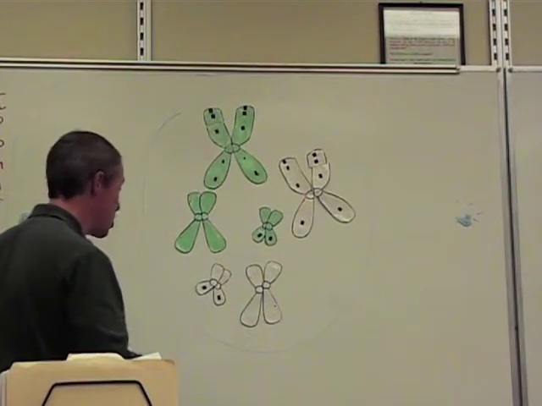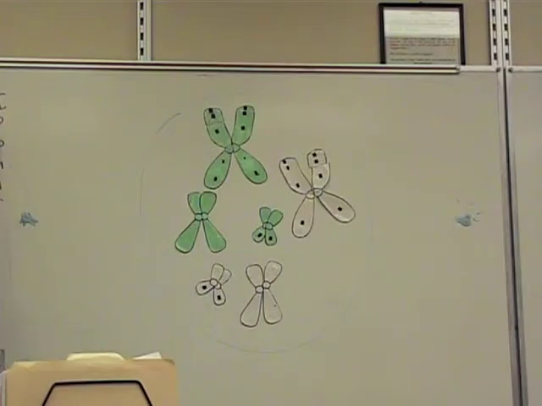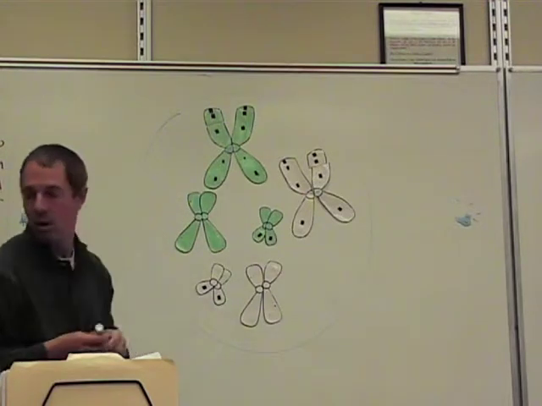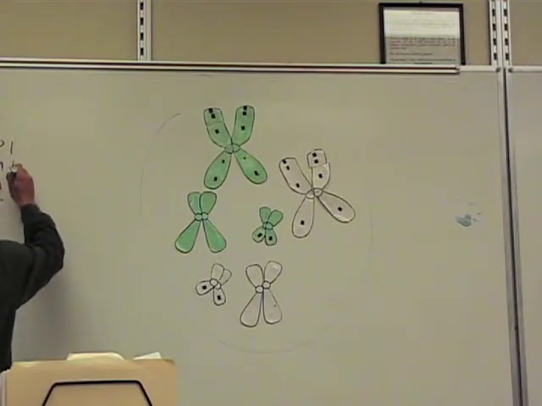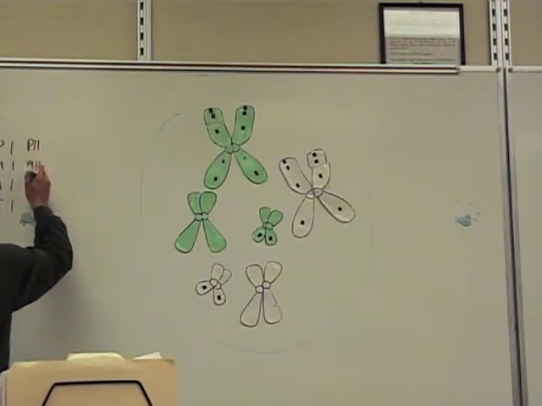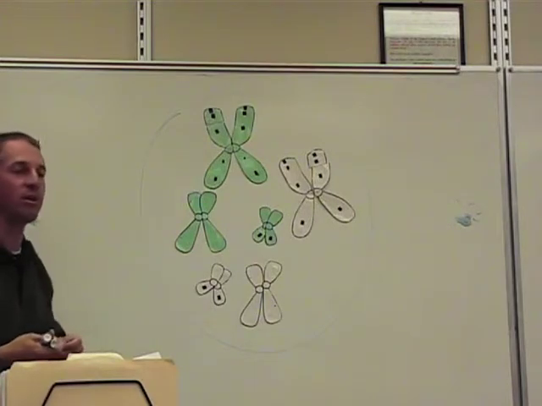So meiosis goes, and we're going to combine the two P's here, prophase and prometaphase. We're just going to say prophase. We're going to get rid of the cytokinesis just to make it easier. So you go prophase 1, metaphase 1, anaphase 1, telophase 1. And then prophase 2, metaphase 2, anaphase 2, telophase 2. You go through the cycle twice, basically.